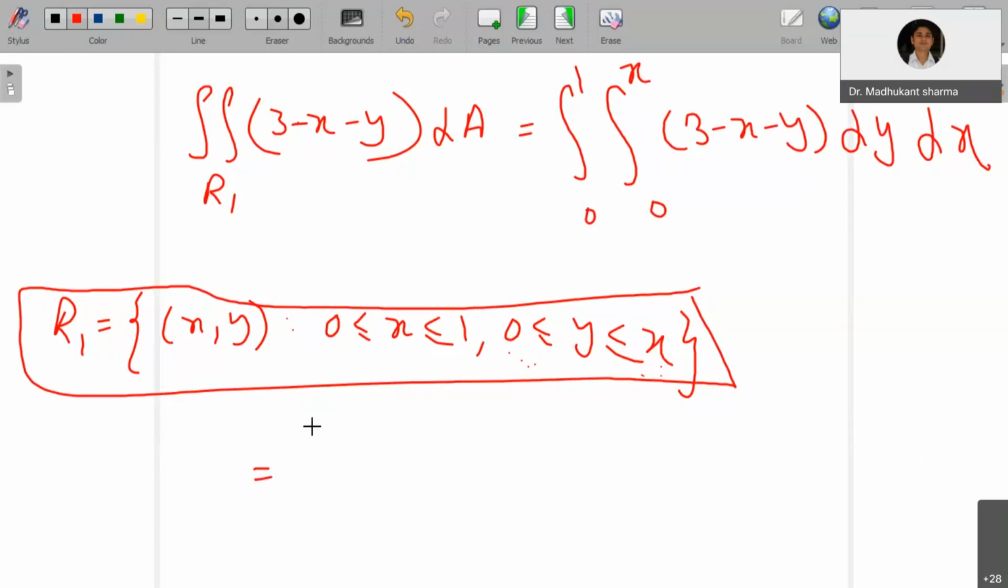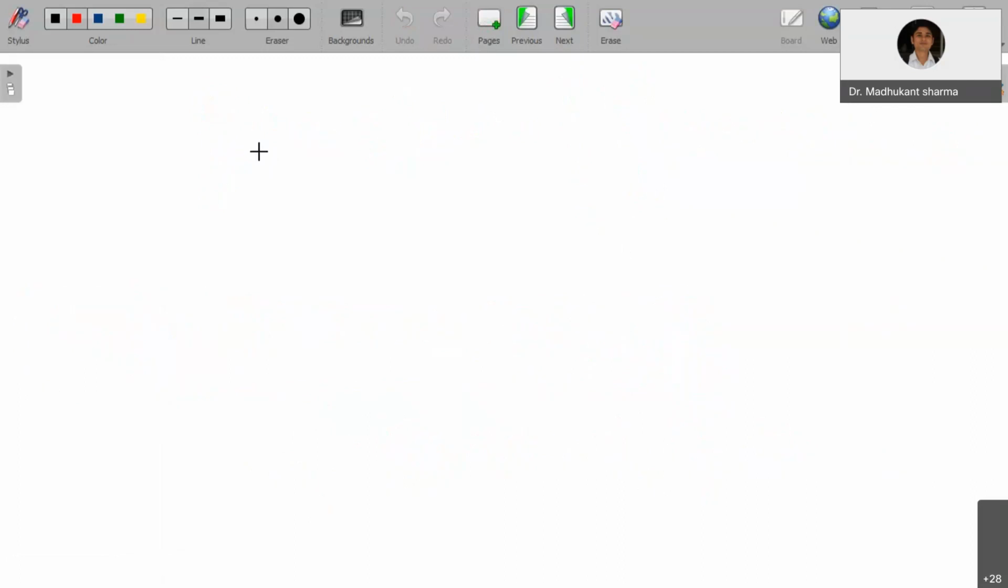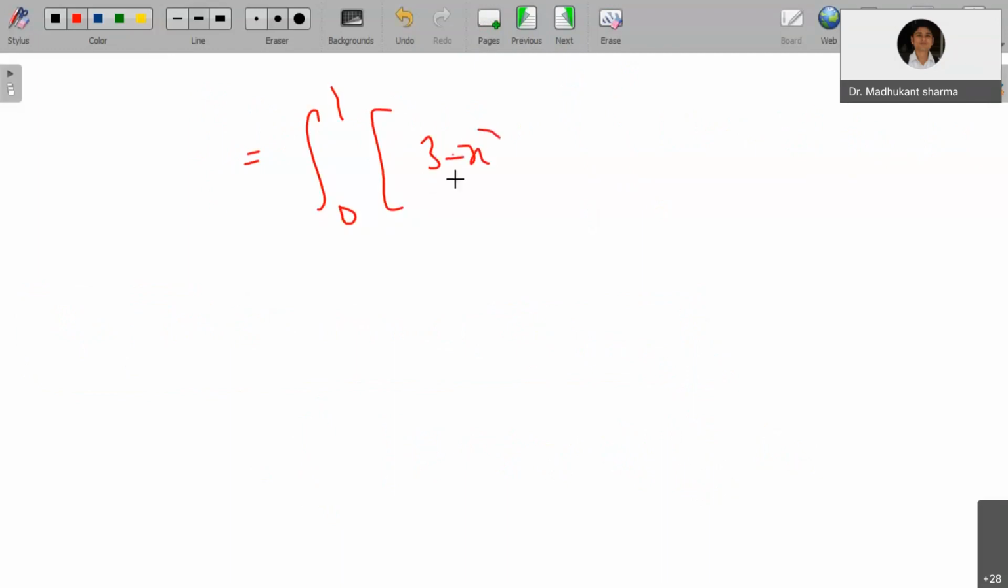Now you can simplify it. This is integration 0 to 1 of (3y minus xy minus y square by 2) evaluated from 0 to x, dx. Now the lower limit will not contribute anything. So y equals x: 3 times x minus x square minus x square by 2, dx.